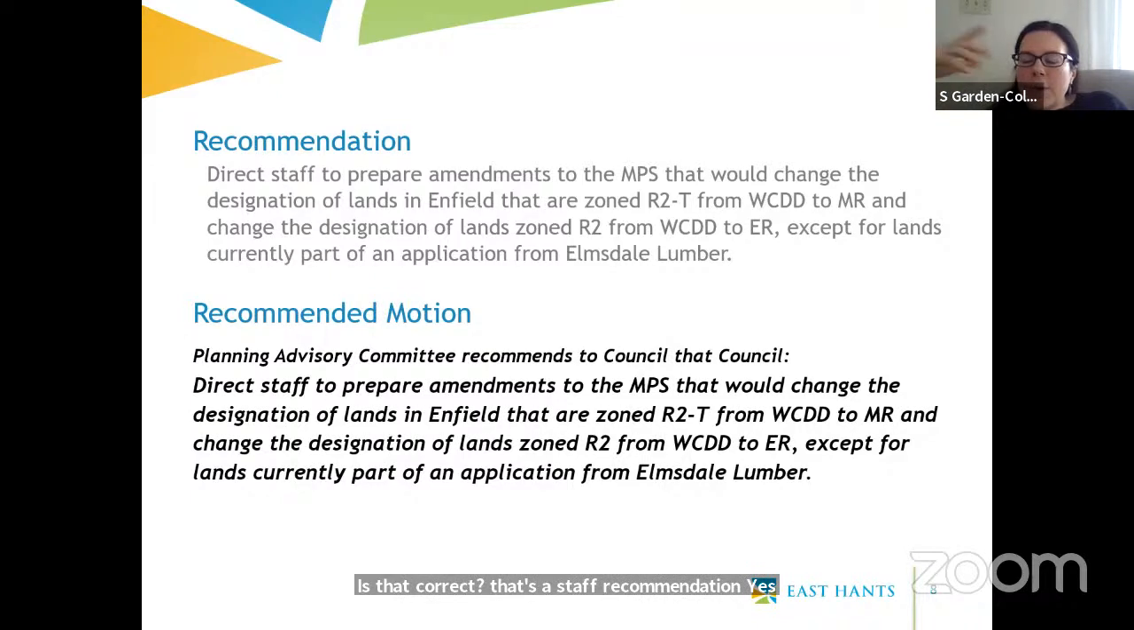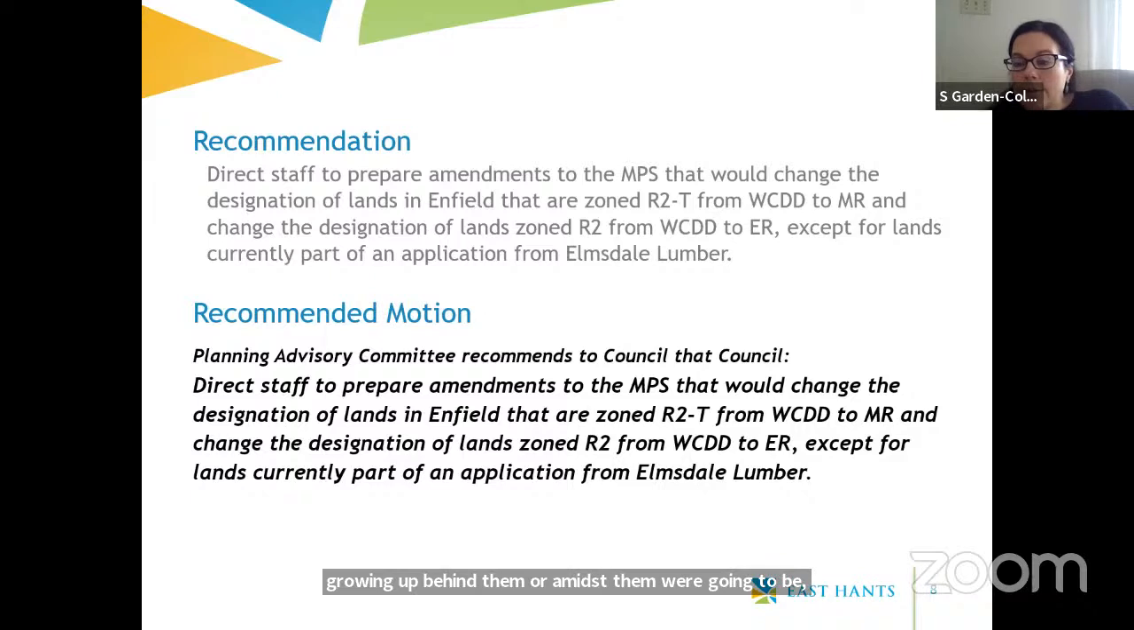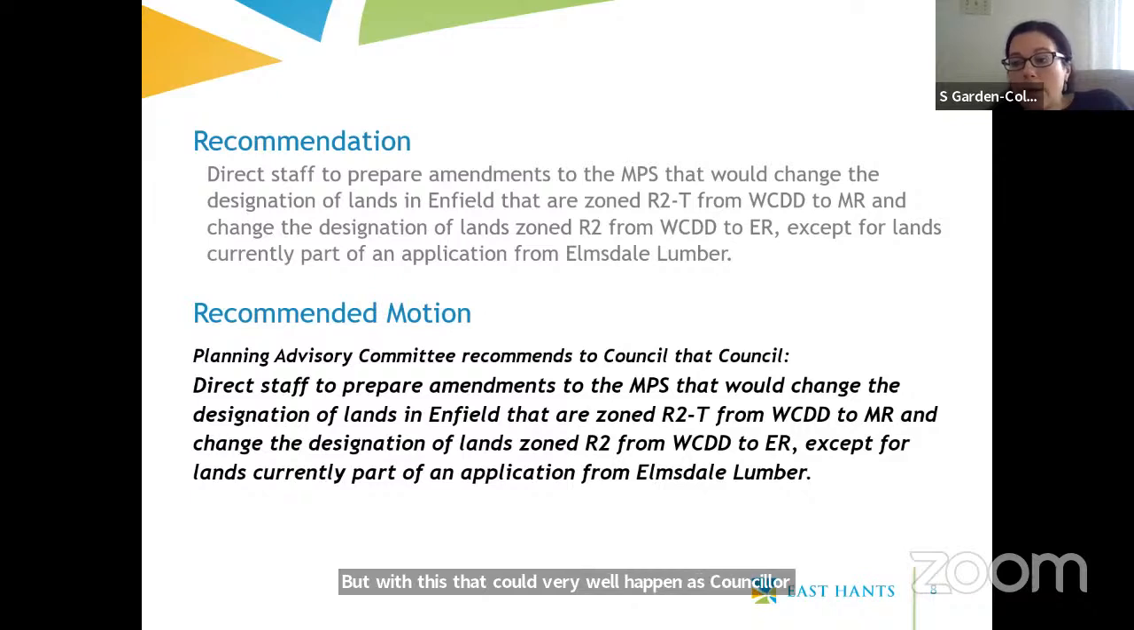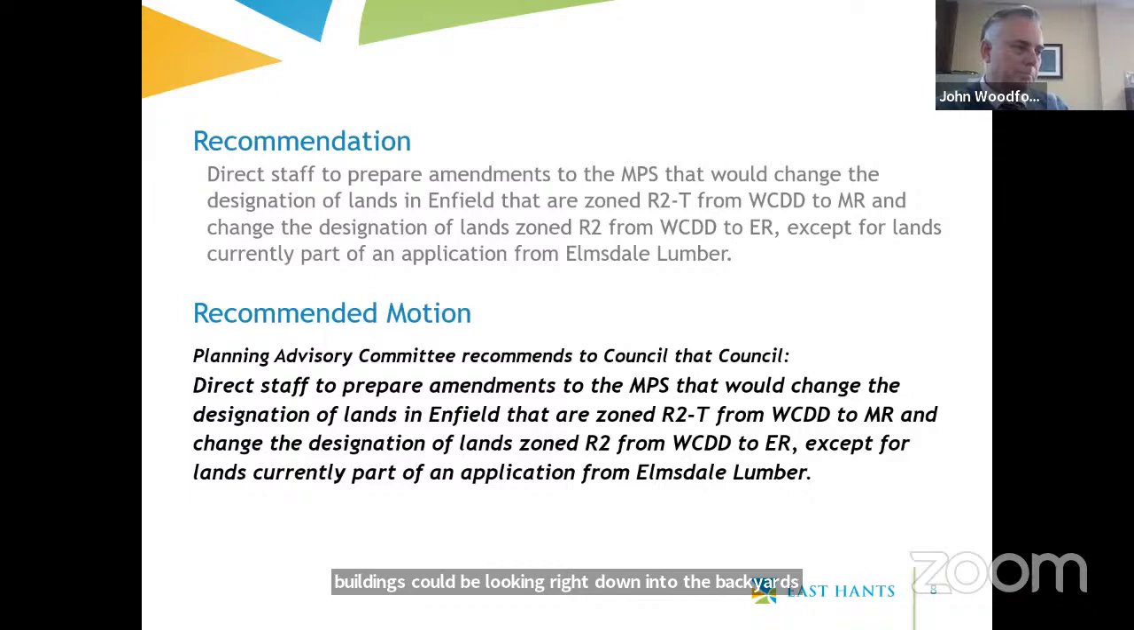All I think about is that when I look at that Elmsdale subdivision and all the people who have been there since the beginning, like Councillor Mitchell, or who have moved there, nobody would ever suspect that growing up behind them or amidst them were going to be 5-story apartment buildings. I think that would be a reasonable assumption, that that wasn't going to happen. But with this, that could very well happen. As Councillor Musa said a month ago, those apartment buildings could be looking right down into the backyards of our 2 houses right next to them. And to me, that seems wrong.